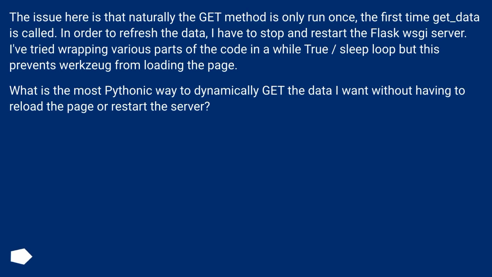the issue here is that naturally the get method is only run once, the first time get_data is called. In order to refresh the data, I have to stop and restart the Flask WSGI server. I've tried wrapping various parts of the code in a while true sleep loop, but this prevents Werkzeug from loading the page. What is the most Pythonic way to dynamically get the data I want without having to reload the page or restart the server?